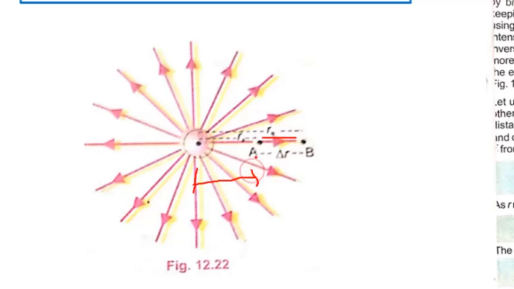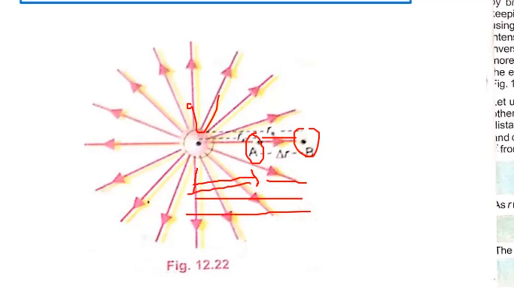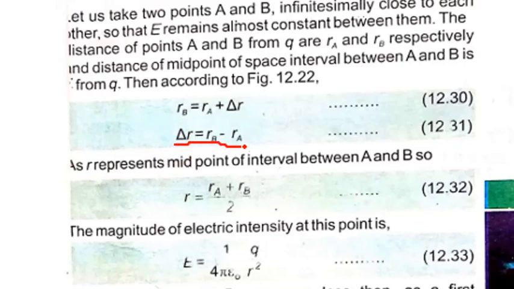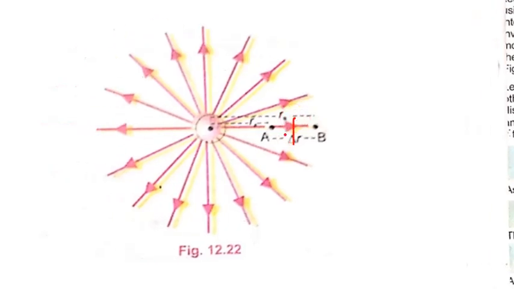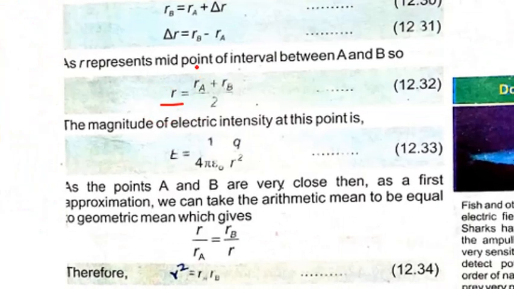If RA is distance of point A from charge Q and RB is the distance of point B from charge Q, then we can write delta R equals RB minus RA. Now consider a third point in between A and B. Suppose that it is a distance R from the charge Q. As R is between A and B, we can say that R is arithmetic mean of RA and RB, and we can say that RA plus RB divided by 2 equals R.